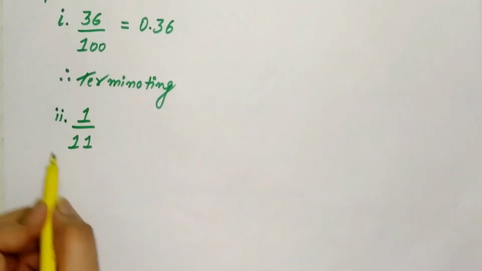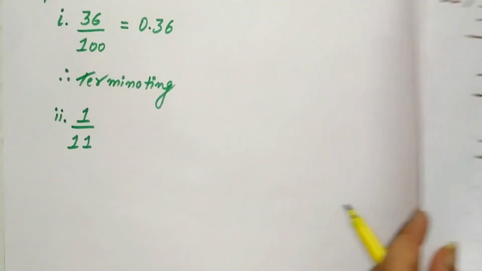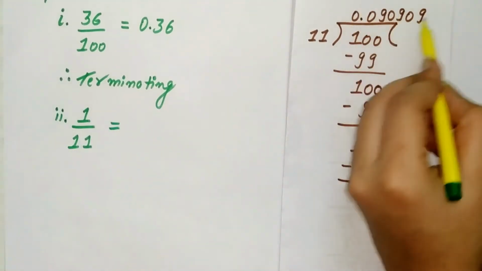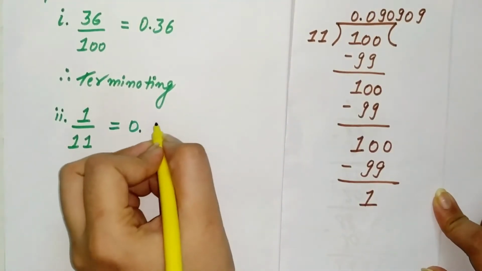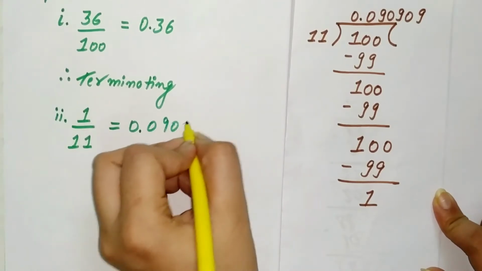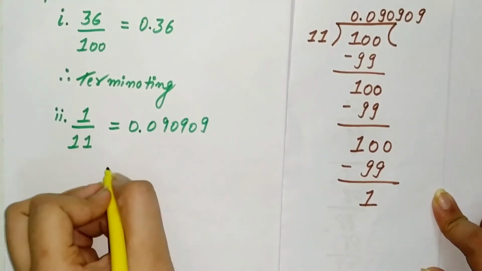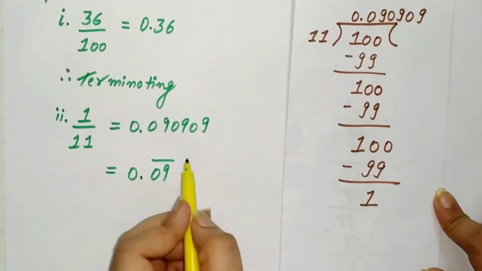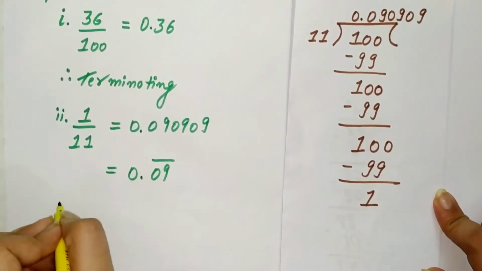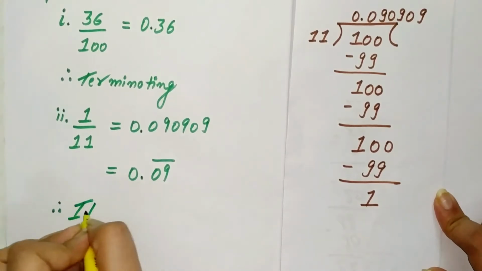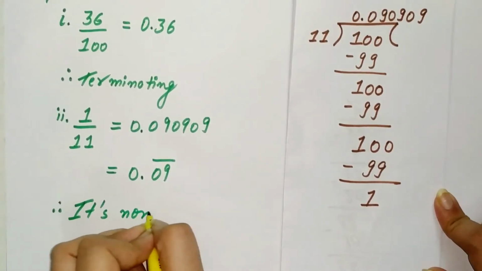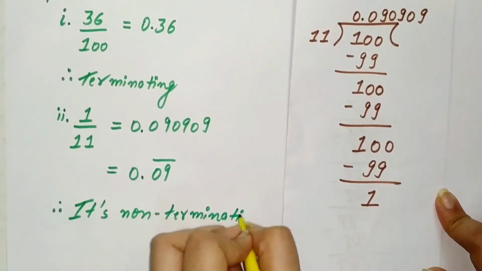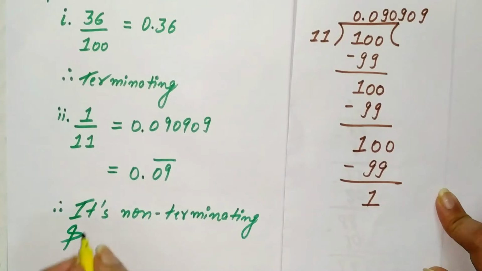Second part is 1 by 11. So we'll divide, and 1 by 11 is equal to 0.090909. Since 09 is repeating, we'll put a bar, and so we can say it's non-terminating and repeating.